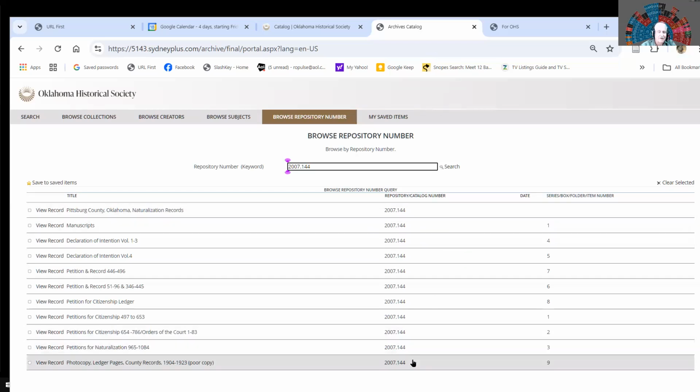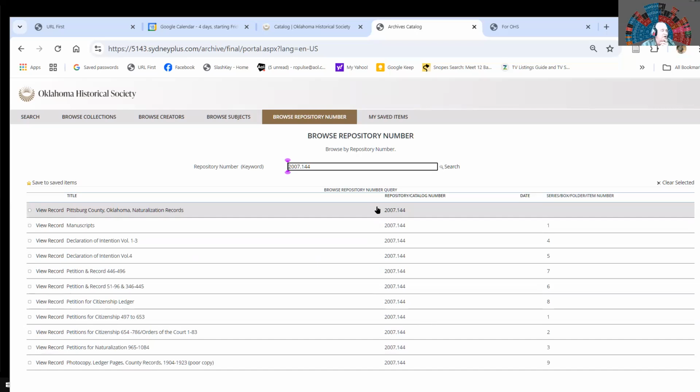Now, there are two caveats. First off, all the pre-statehood naturalization records are on microfilm. The index of the microfilm is on the DVD. I don't know if the Oklahoma Historical Society has the microfilm or not, but the Pittsburgh County Genealogical Society does have it. So that's there, and they can scan the documents off of there for you.